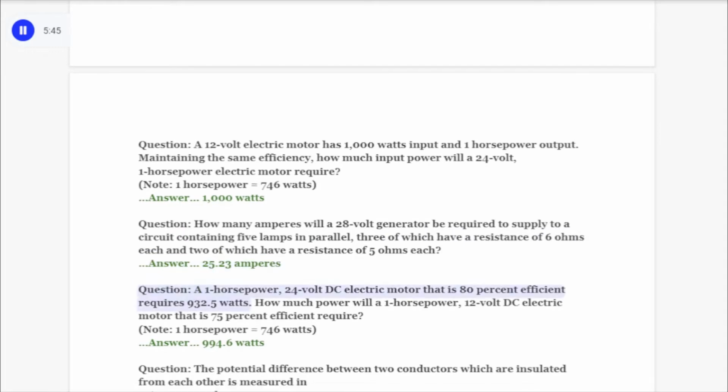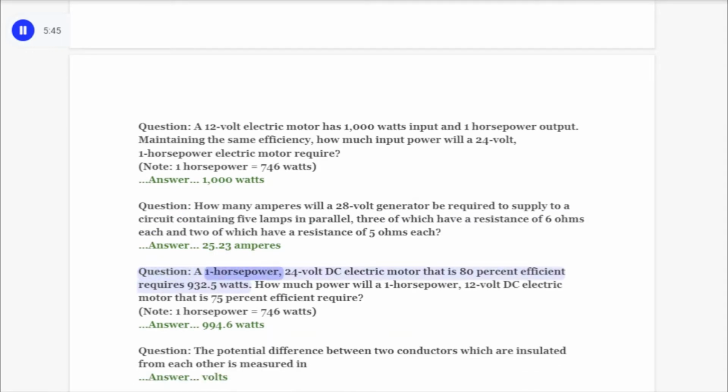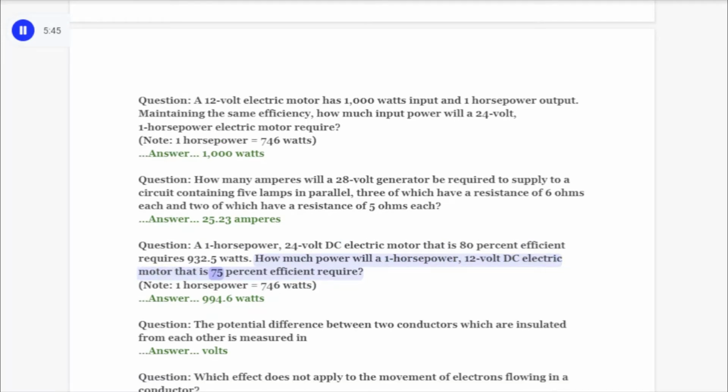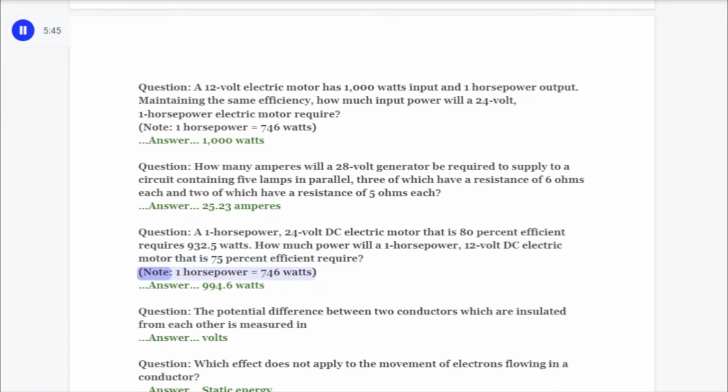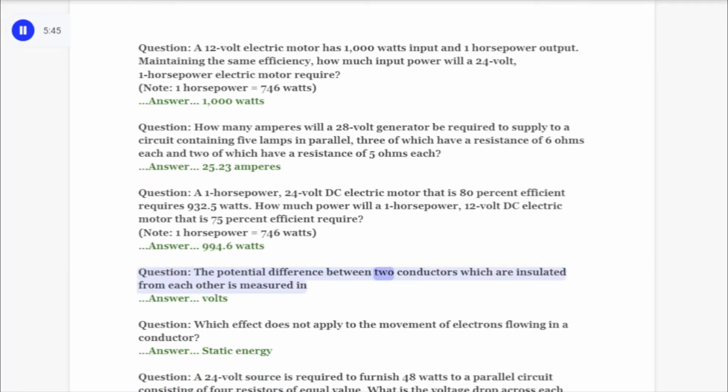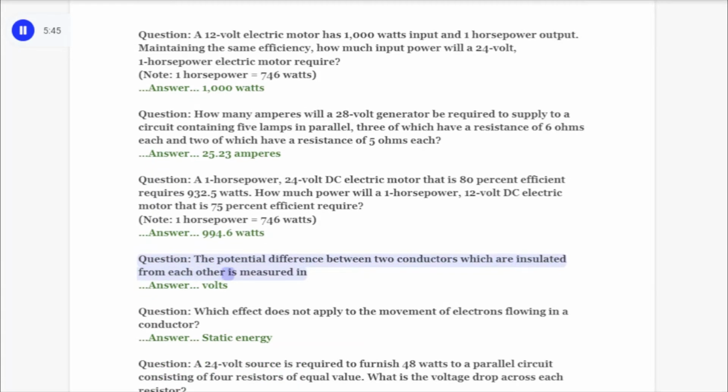Answer. 25.23 amperes. Question. A 1 horsepower, 24-volt DC electric motor that is 80% efficient requires 932.5 watts. How much power will a 1 horsepower, 12-volt DC electric motor that is 75% efficient require? Note, 1 horsepower equals 746 watts. Answer. 994.6 watts.